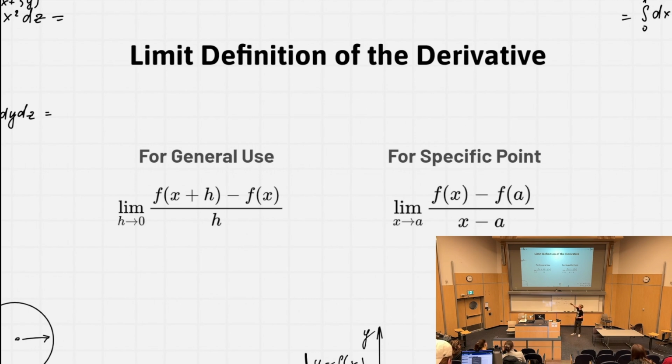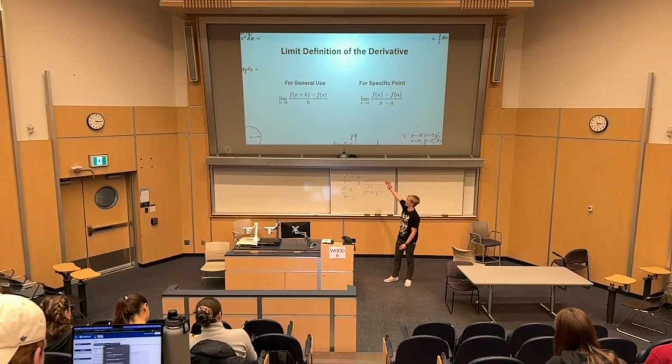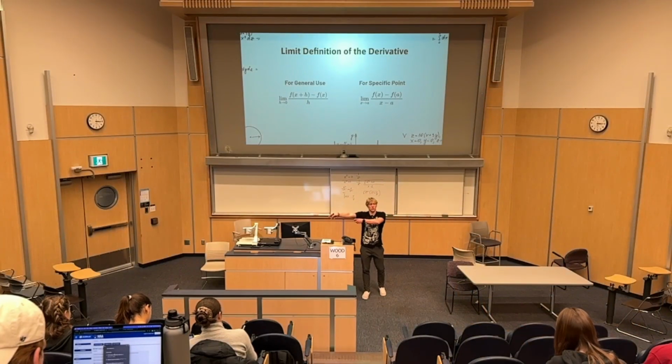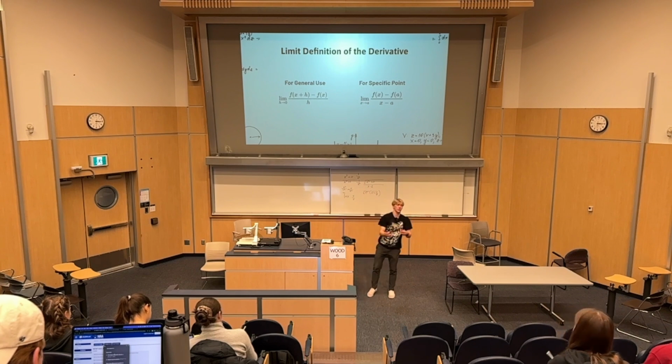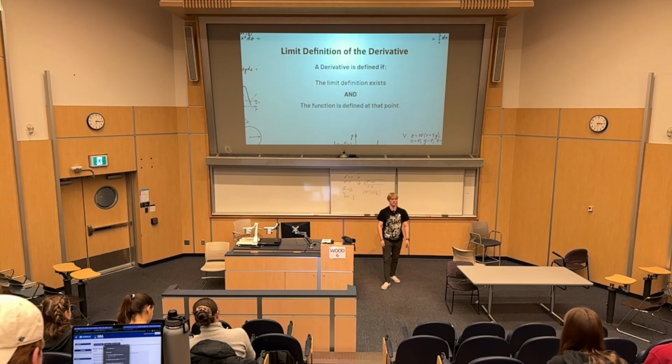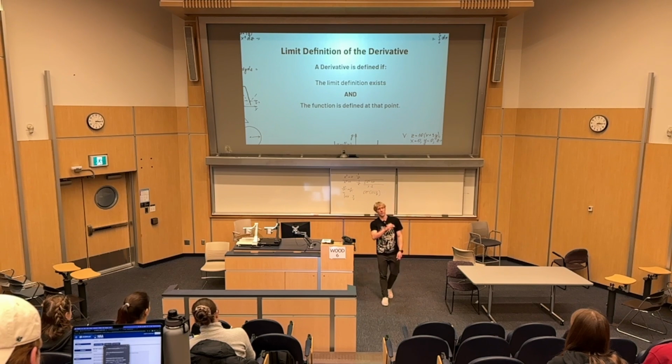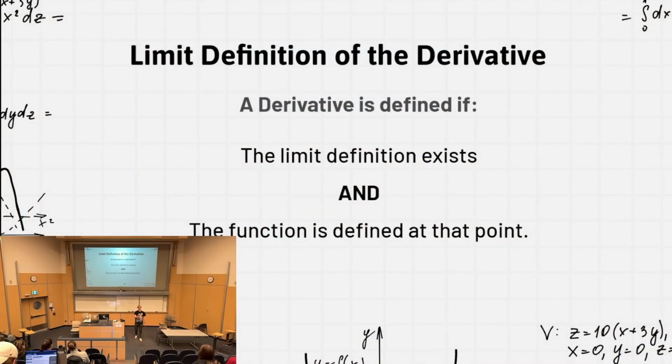You guys have probably done these before, so this is just a reminder: if it's a specific point, use the one on your right. General use, use the one on the left. But they're more useful for when there are questions about whether or not a function is differentiable at a specific point. So a derivative is defined if, one, the limit definition of that derivative exists.